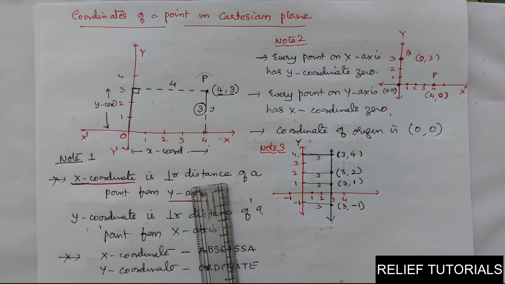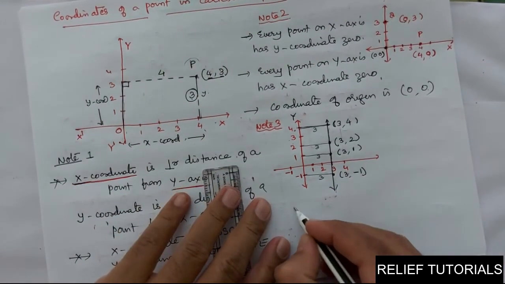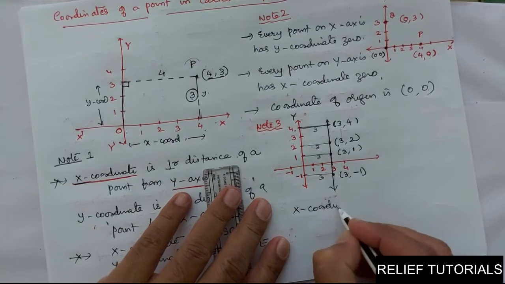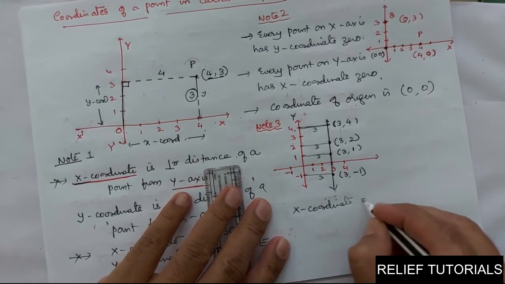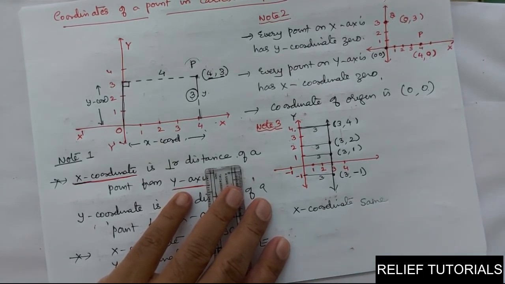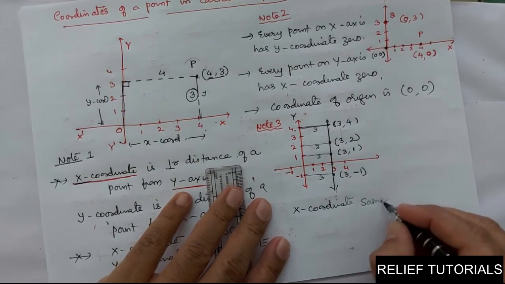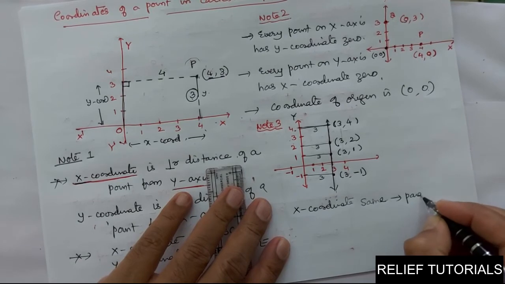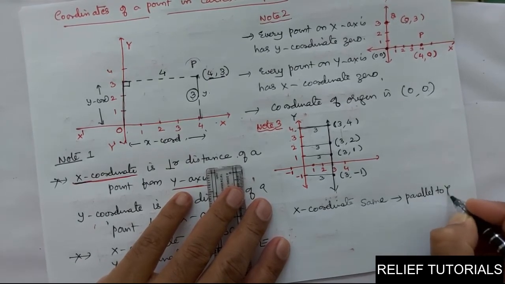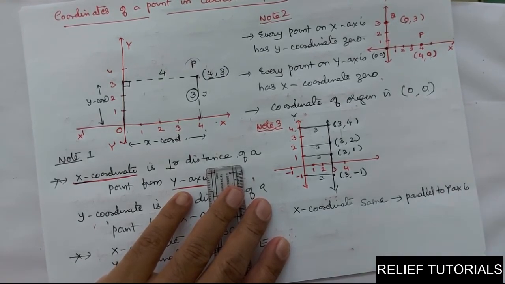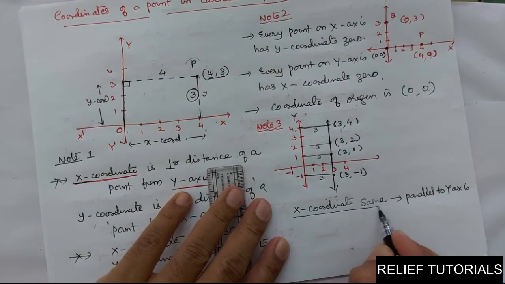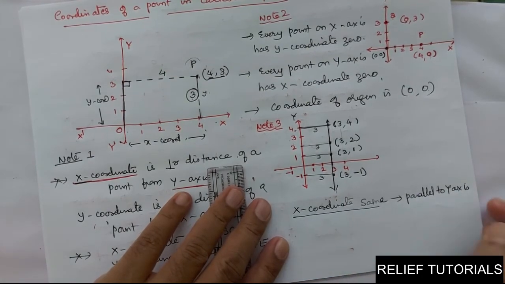So if the x coordinate of 2 or more points is the same, then the line passing through these points is parallel to the y axis. So same x coordinate, parallel to the y axis. If the x coordinates are the same, it is parallel to the y axis.